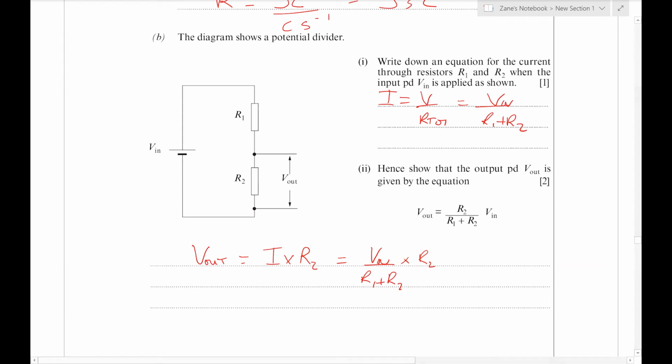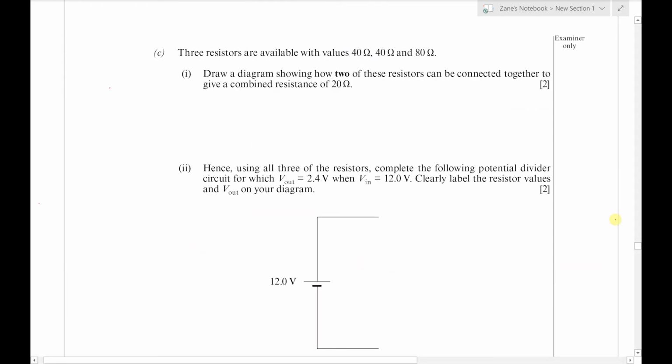So times R2, and you'll see that this equation is just basically a rearrangement of the equation that we've got to prove. The next part of the question gives us two 40 ohm resistors and an 80 ohm resistor and asks us to draw a diagram showing how we can combine two of them to give a total resistance of 20 ohms. Well, 20 ohms is less than any of the individual resistances, and therefore we must be looking at a parallel combination. Remember that resistors in series always add up, and therefore the total resistance increases.